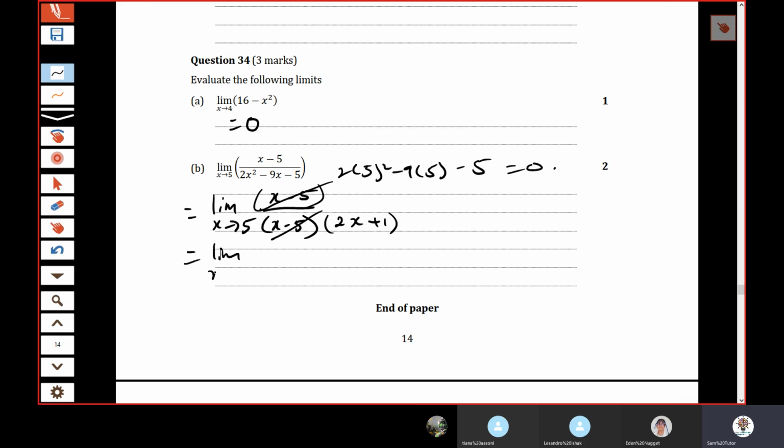You are left with the limit as x approaches 5, 1 on the top. This is in the denominator. And your answer is 2 times 5 is 10. 10 plus 1 is 11. 1 over 11. Are we getting better at this now after 2 or 3 weeks of doing this?